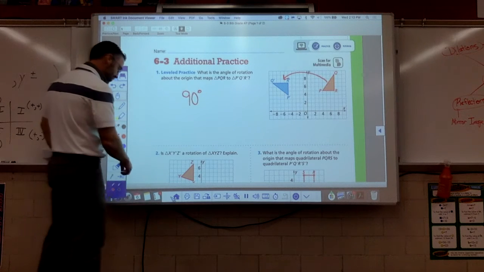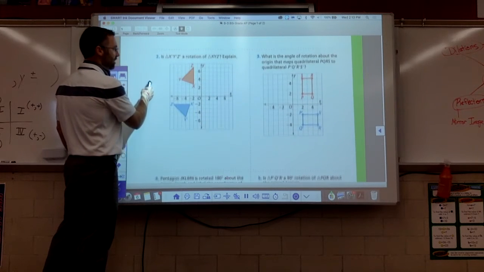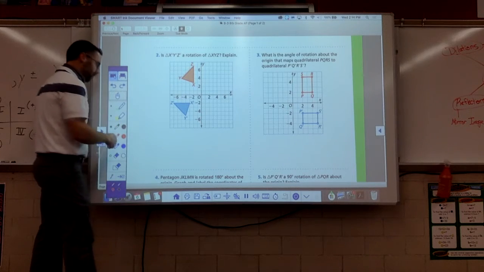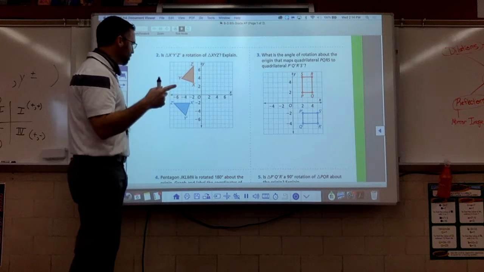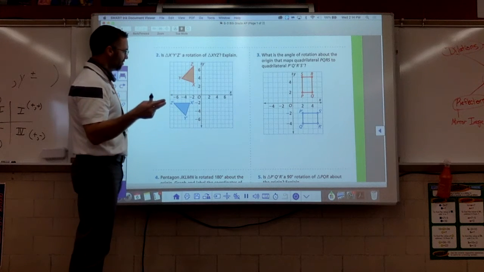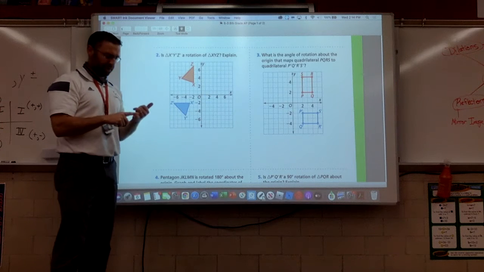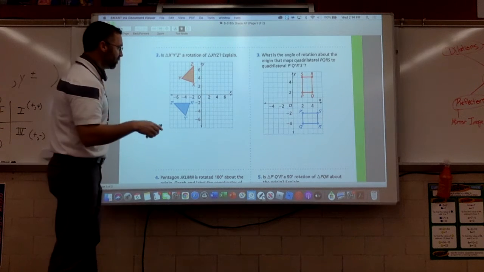Let's move on. Number 2. Is this a rotation of this? Well, what we have to check and see is, is it the same size and same shape? Yes. Okay. Now this thing's been turned. Does it have the same orientation? If it's a rotation, it will have the same orientation.